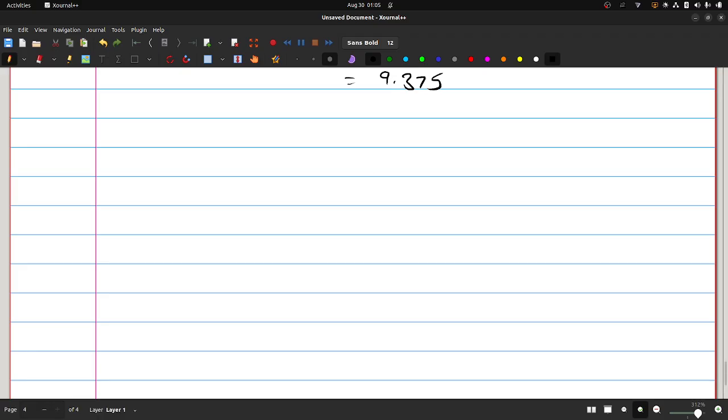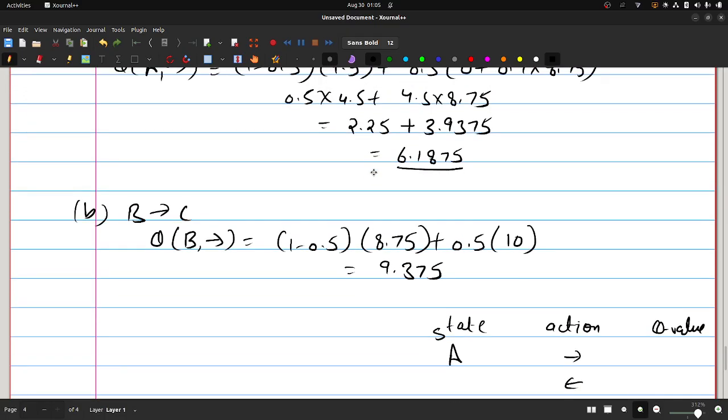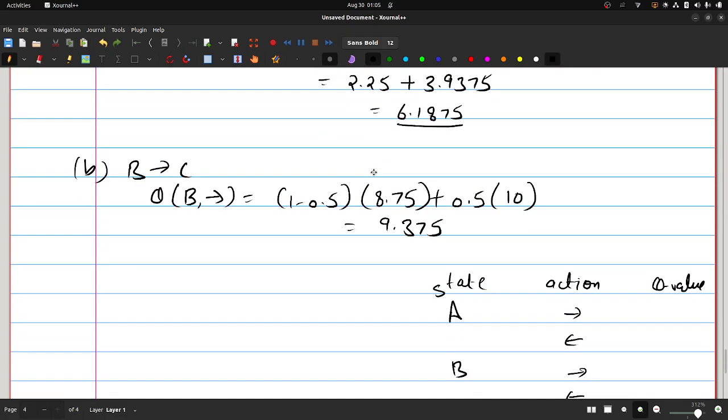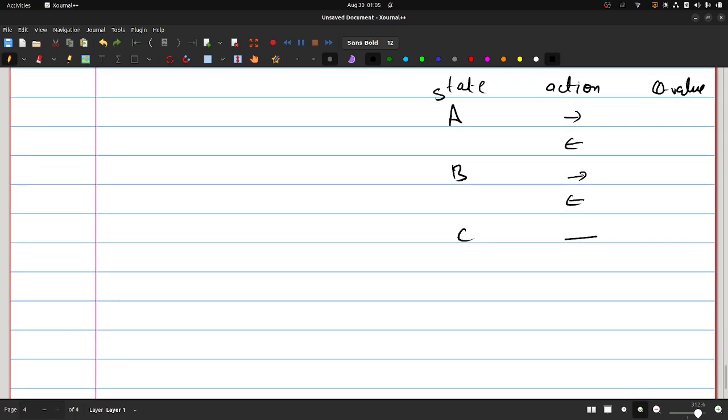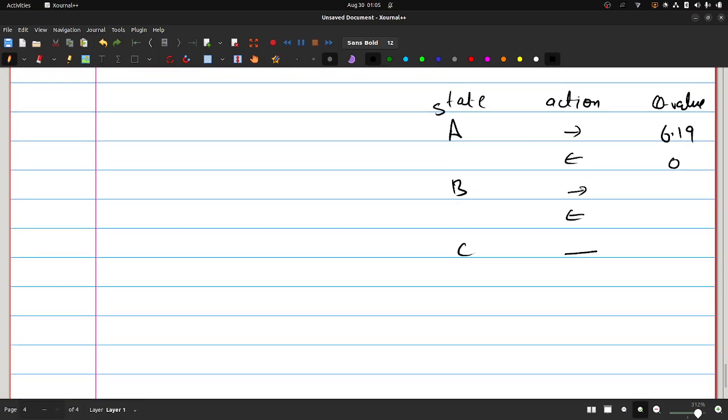So what is our Q table now? State, action, Q value. So states are A, B, and C. Actions are right, left, and blank. The Q value for state A is 6.187, so 6.19 approximately. For left action it is 0. For state B with right action it is 9.38. For left action it is 0. And for C it is also 0.